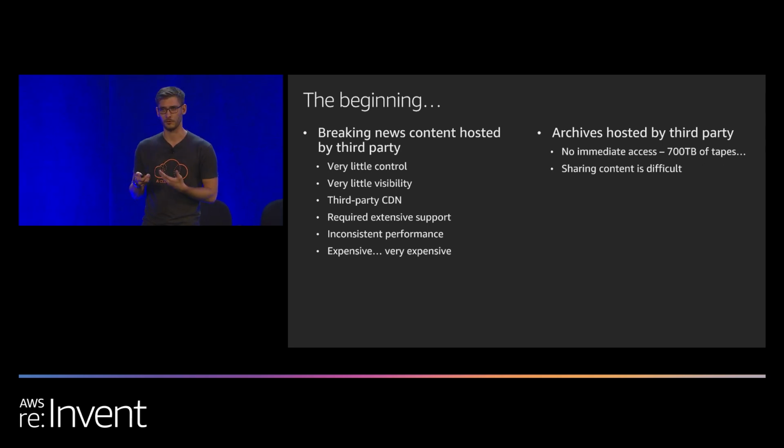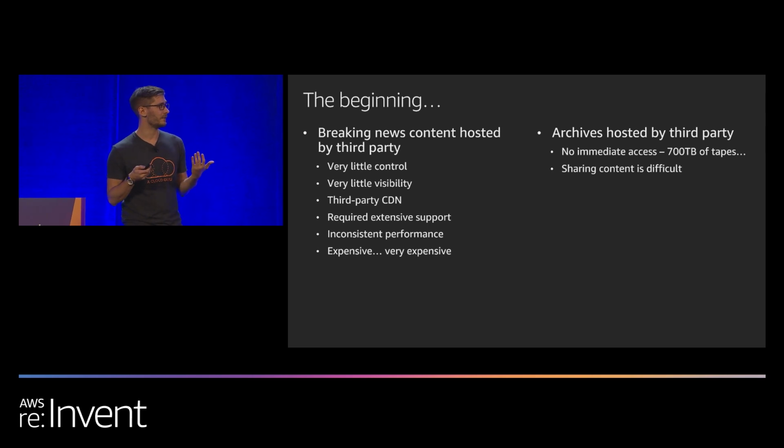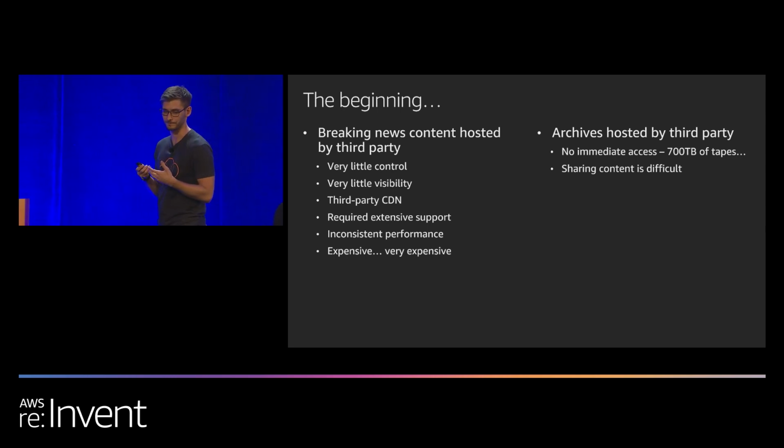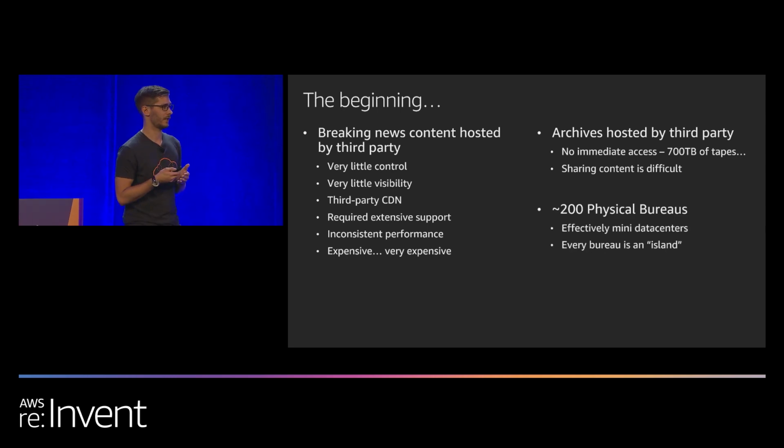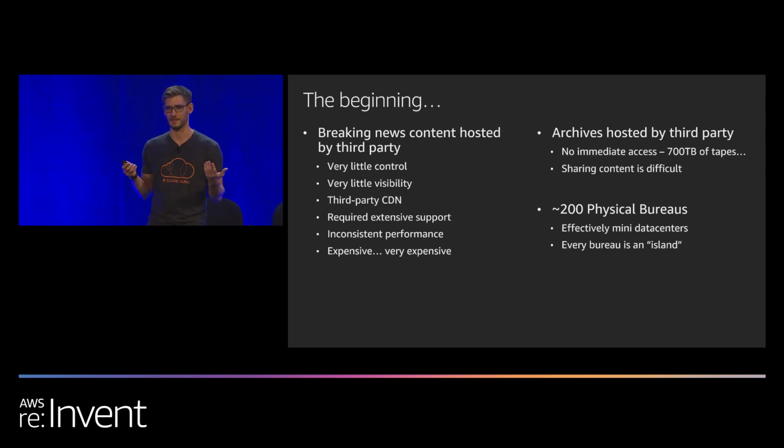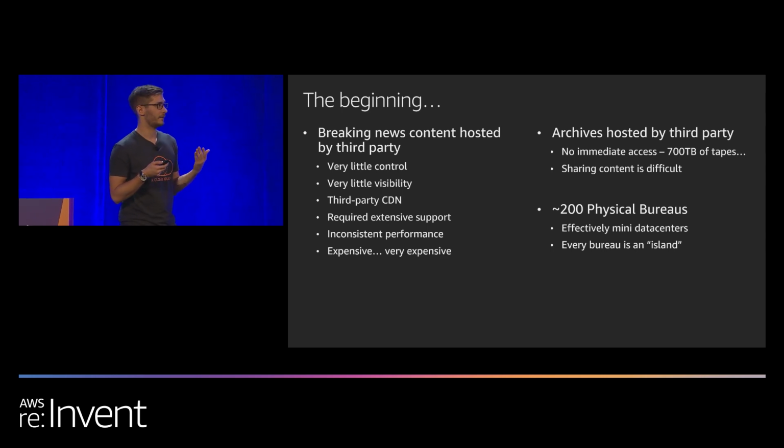We had very little control over our content distribution network. We had very little visibility. Also, it required extensive support from our perspective as well, and the performance was just not consistent at all. And I mentioned we have a lot of bureaus across the globe. You can imagine those are effectively like mini data centers, basically. We have on-premise infrastructure for that, and they are literally like small islands. But how could we help those islands to actually collaborate better?